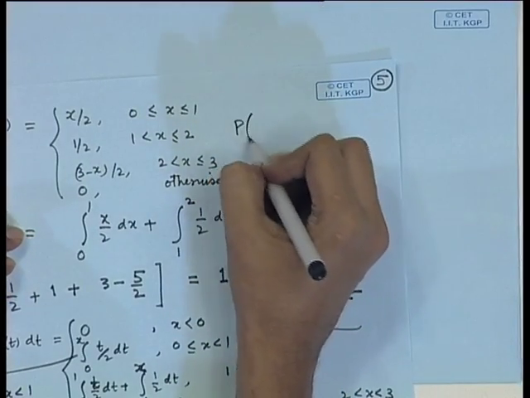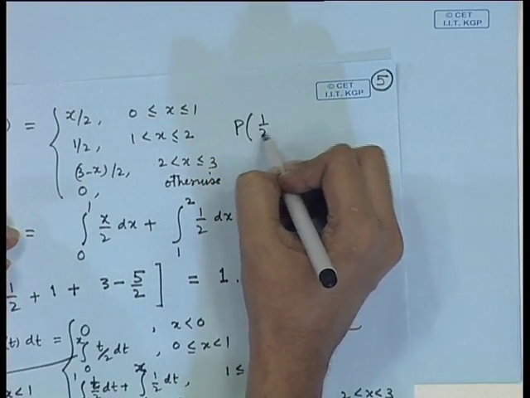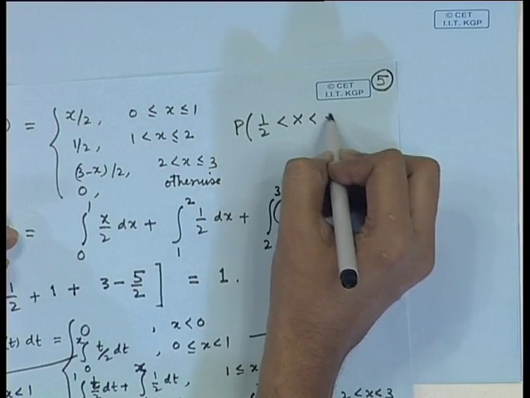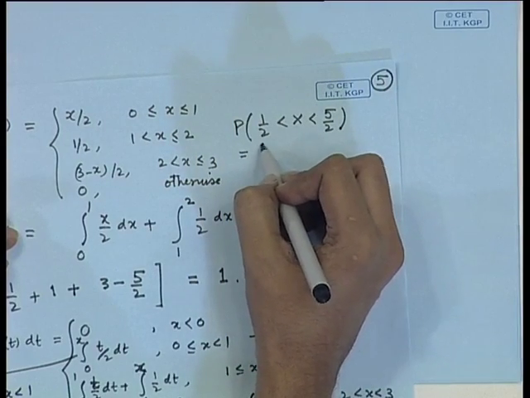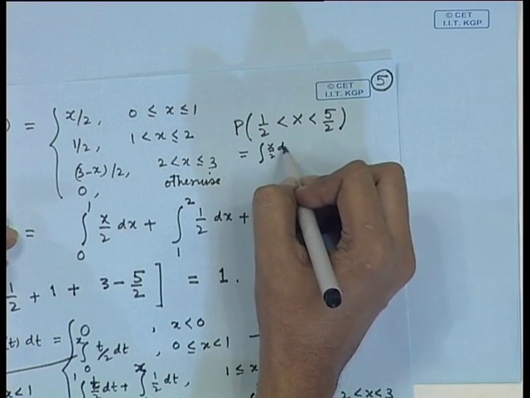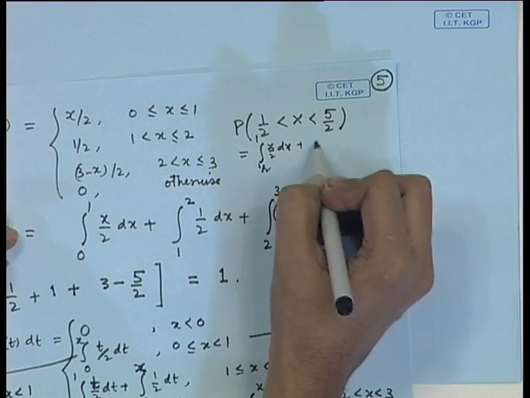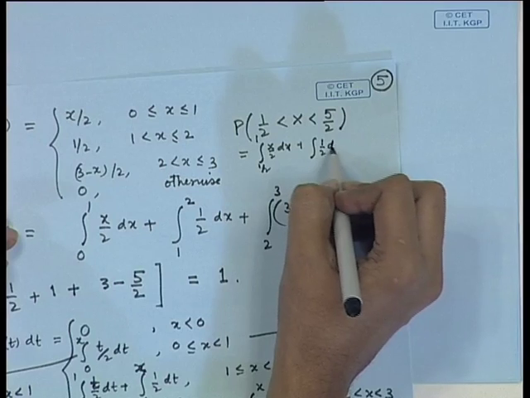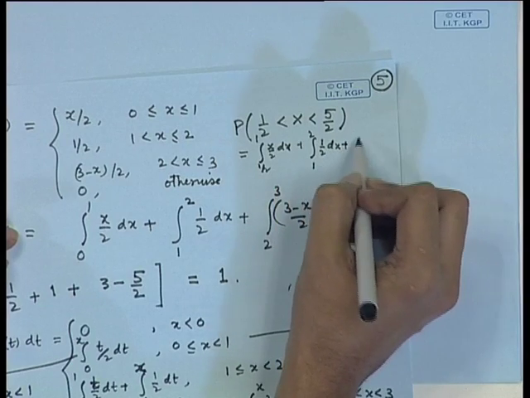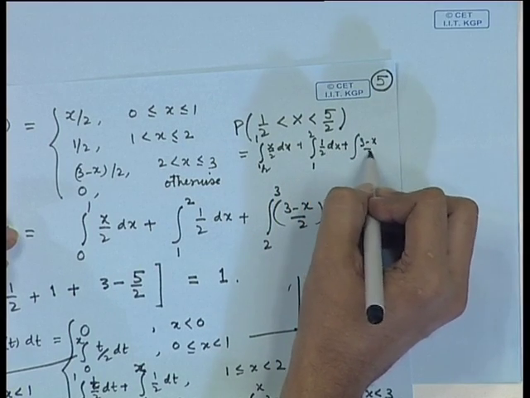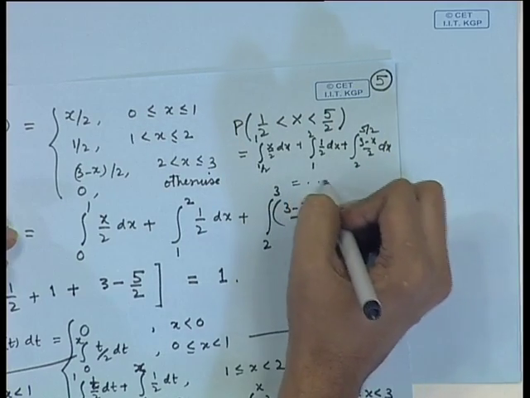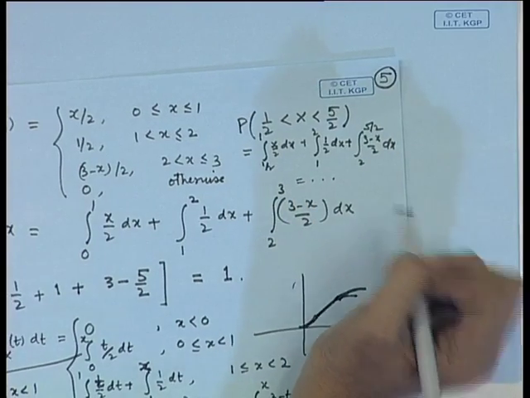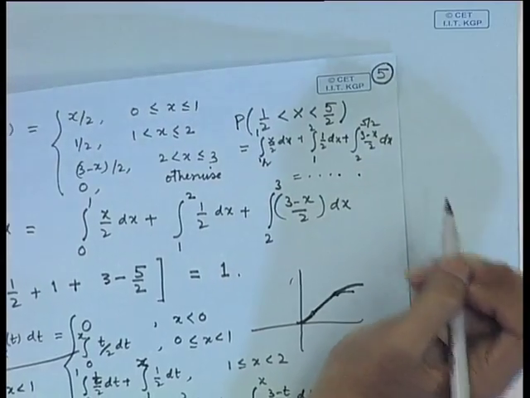If we want to find out the probability of a certain set, suppose I say what is the probability that x lies between half and 5 by 2, then it will be the integral of x by 2 from half to 1, plus the integral of half from 1 to 2, plus the integral of (3 minus x) by 2 from 2 to 5 by 2, which can be evaluated after certain calculations.